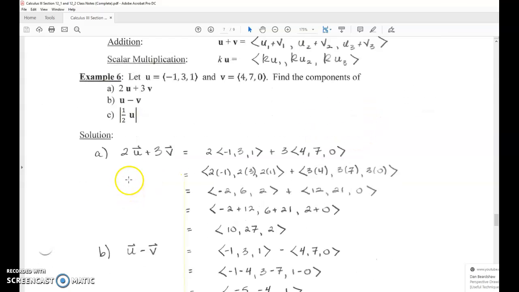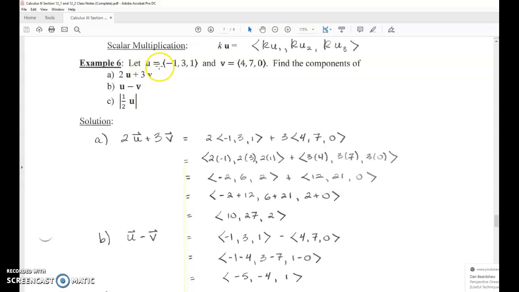Okay, so for example here on example 6, let's say we have the vector u, which is minus 1, 3, 1, and the vector v, which is 4, 7, 0. We want to find the components of 2u plus 3v. So here's 2u plus 3v. If I write it out in terms of the component form, I have 2 times the vector u, plus 3 times the vector v. So I first do the scalar multiplication.